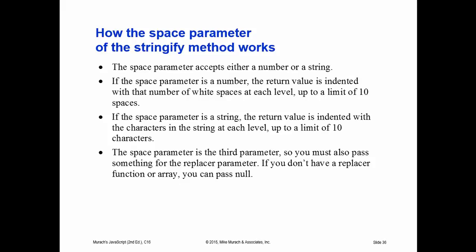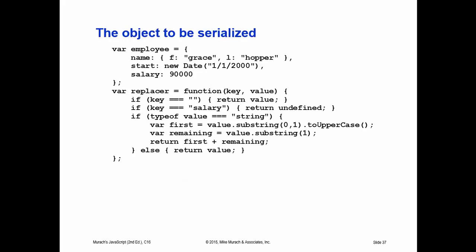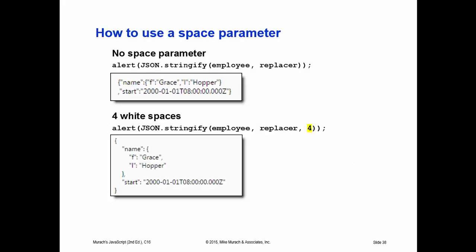The space parameter is the third parameter in the stringify method. So you must also pass something for the replacer parameter. If you don't have anything to pass, you can always pass null. So you use it to control how a JSON string looks, typically to make it easier to read. And I believe that they show some examples in here. Here you go. Here versus here, for example. That's the same information.